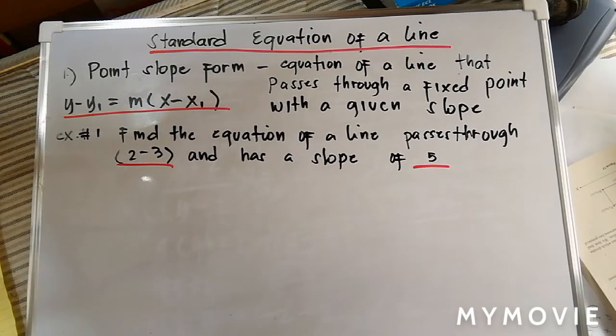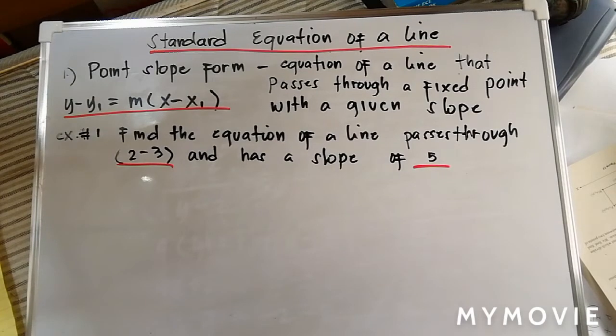Based on the definitions, it is the equation of a line that passes through a fixed point with a given slope. It was said that these equations pass through a certain fixed point and with already a given slope. So we're going to use the definitions in understanding the problem given here and what formula we are going to use. So we have our example number one. Find the equation of a line that passes through 2, negative 3, and has a slope of 5.